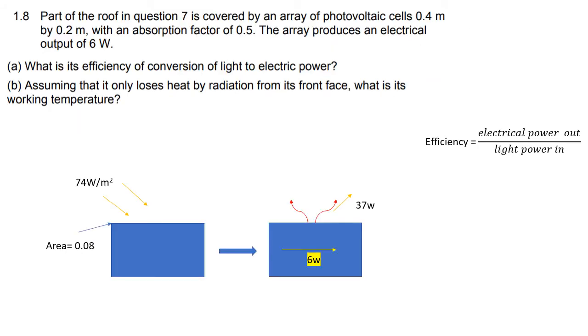So the next part of the question can be a little bit tricky. Part of the roof in question 7 is covered by an array of photovoltaic cells, 0.4 meters by 0.2 meters, with an absorption factor of 0.5. The array produces an electrical output of 6 watts. What is the efficiency of conversion from light to electric power?